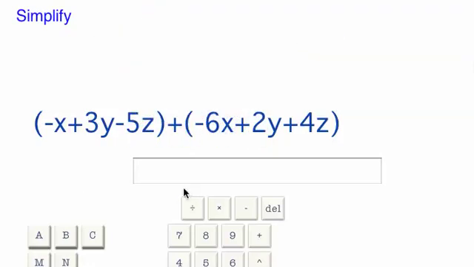Here, I'm just going to remove the brackets, and see, it's a positive in front of this bracket and a positive in front of the second bracket. So I'm just removing the brackets. Nothing changes. There's no distributive law going on. So I'm going to add the negative x to the negative 6x. That's going to give me negative 7x, right? So negative 7x. And then I have plus 3y plus 2y is going to be plus 5y. And then I'm adding the negative 5z to the 4z, which is going to be negative 1z, which is negative z.